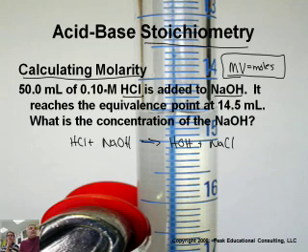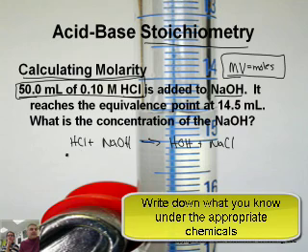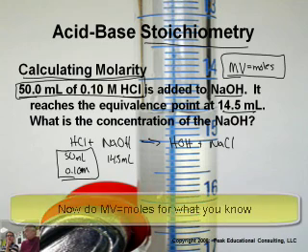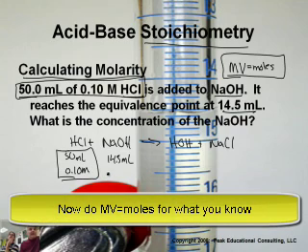All right, so what do I know? I have 50 milliliters of 0.1 molar HCl. So I'm going to write that down. 50 milliliters of 0.10 molar HCl. I'm writing under the HCl, and it takes 14.5 milliliters of sodium hydroxide. The thing I know the most about is the hydrochloric acid. Always start with the thing you know most about. So I'm going to do that up here.